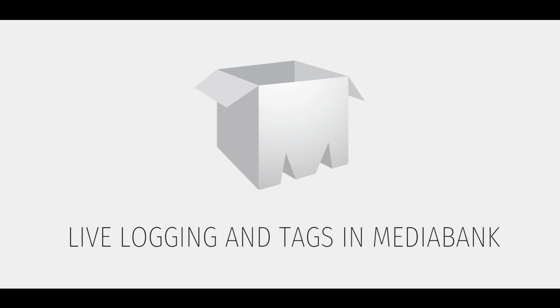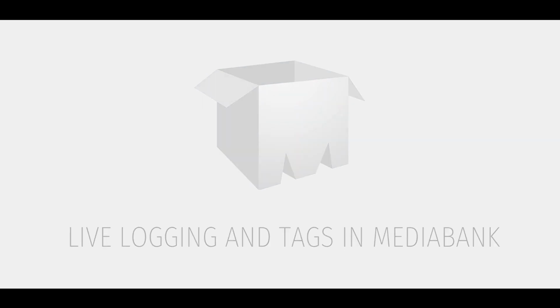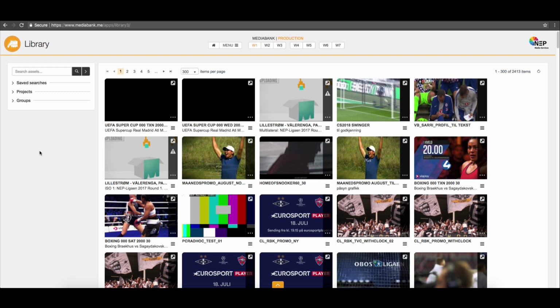In this tutorial, we will cover how live logging and tags work in Workspace 7 in Mediabank's library application. We assume that you already have a Mediabank account and that you're logged in. What you need to do first is to find the asset placeholder for the event you're logging.